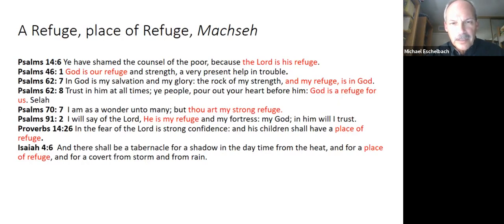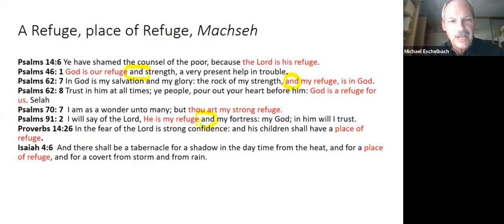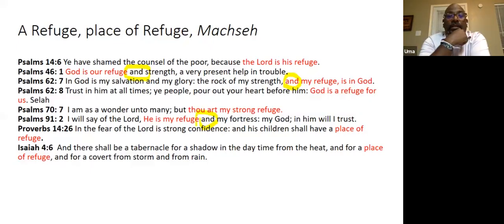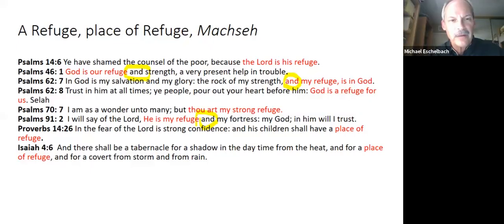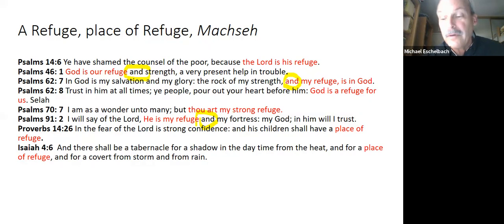Another question for you. Here, are those plus signs or equal signs? The "and," like refuge and strength. Is that refuge that is to say strength? Is it refuge that is to say a fortress, or are they two different things? I think it's to add to it. Okay. I'm going to go with the equal sign, but that's okay. You stick with it.